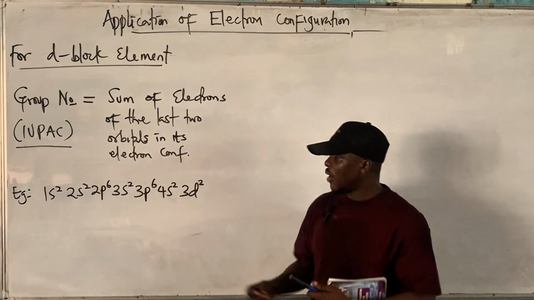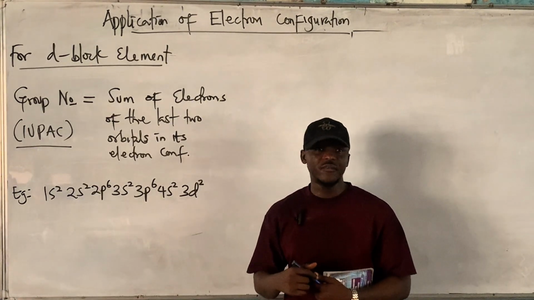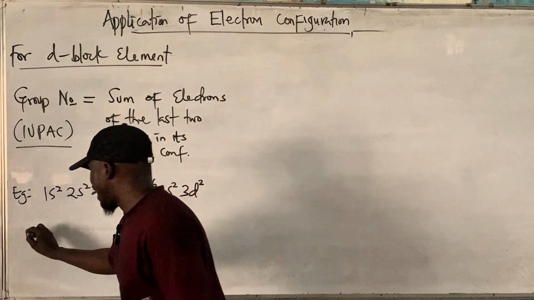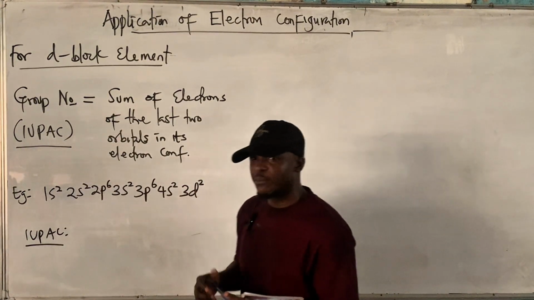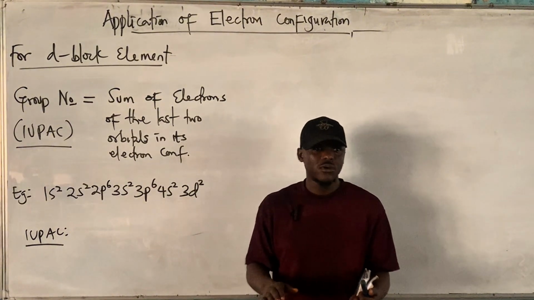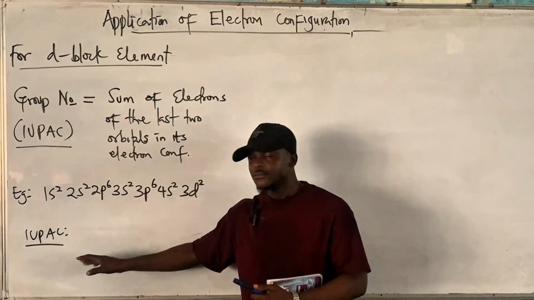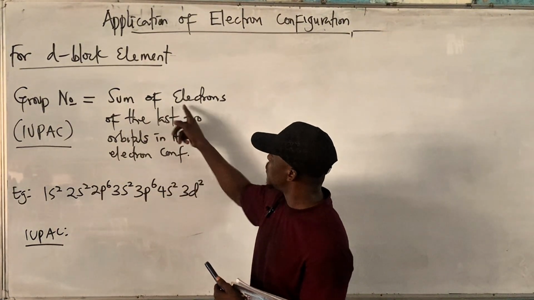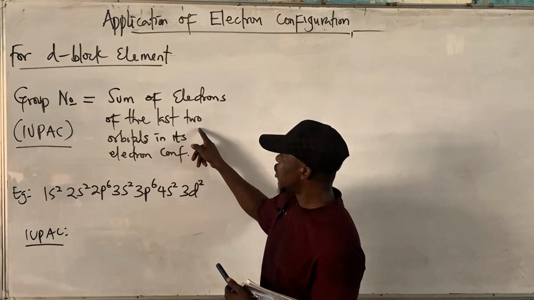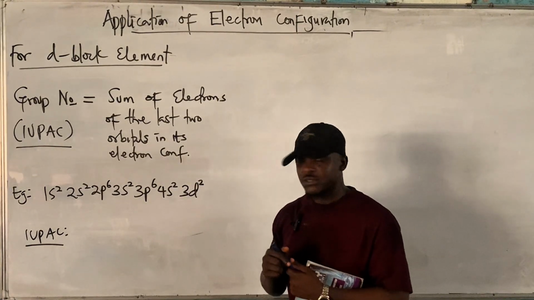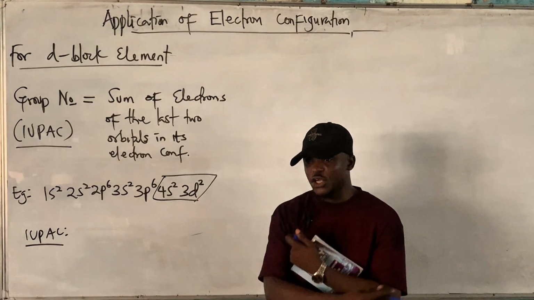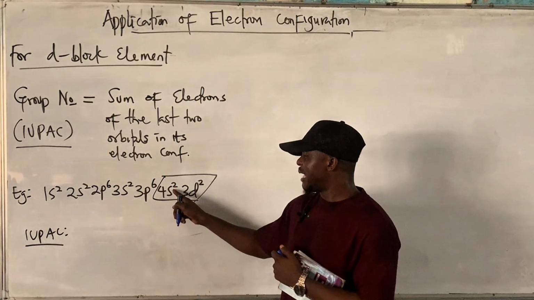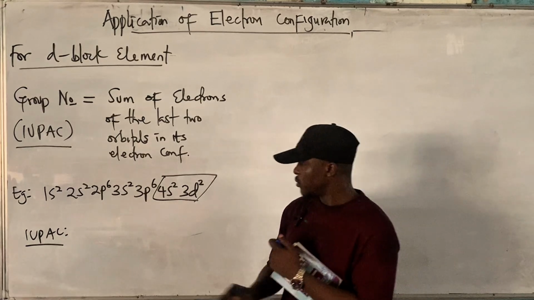So obviously, since the last electron stopped at d, that element is a d block element. Now, if you want to get the group number, according to IUPAC, what is the pattern? The pattern is very simple: the sum of the electrons of the last 2 orbitals in its electronic configuration. The last 2 orbitals are 4s2 and 3d2. How many electrons do we have here? 4.